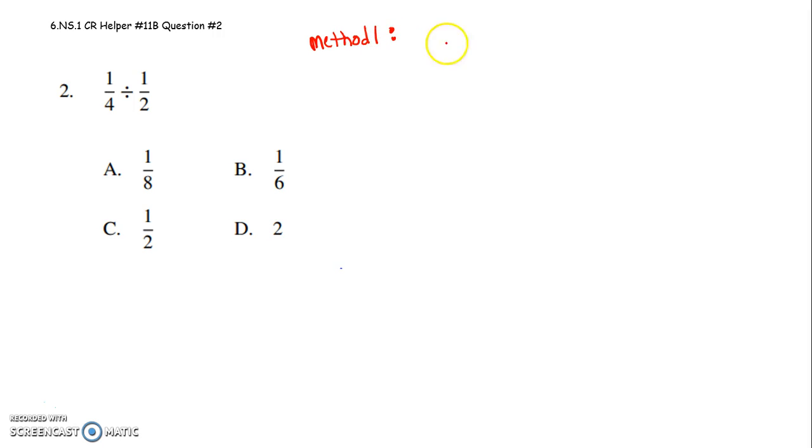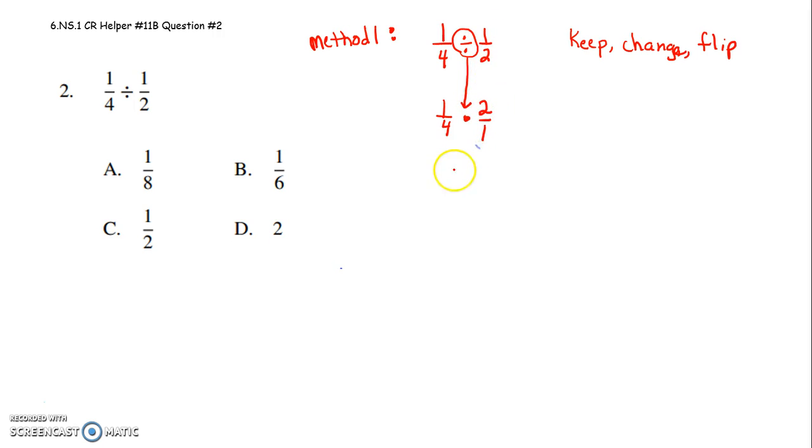Method 1 is what your math teachers would call the standard algorithm. You take 1/4 divided by 1/2, to figure out how many halves would fit into a fourth. Some of your teachers call it keep, change, flip. So we have 1/4, you keep the first fraction, you change your division to multiplication, then you flip over your second fraction. 1/2 becomes 2/1.